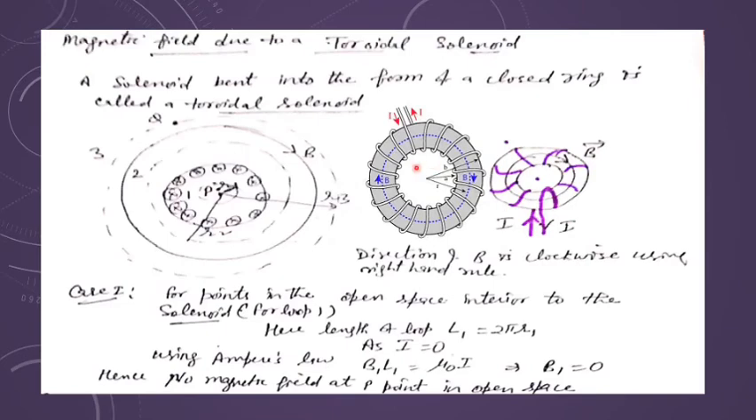Similarly, we can discuss the magnetic field due to a toroidal solenoid. Toroidal means we have the number of turns arranged in a circular ring structure. So when you bend a solenoid in the form of a closed ring, that is known as a toroidal solenoid. And we again want to find the magnetic field at various points.